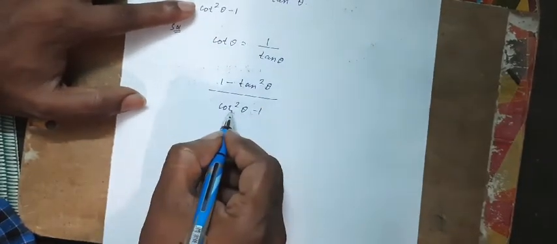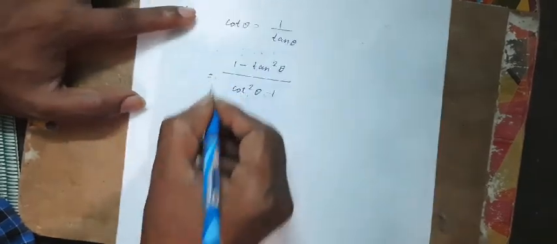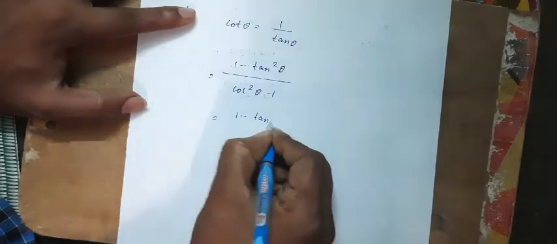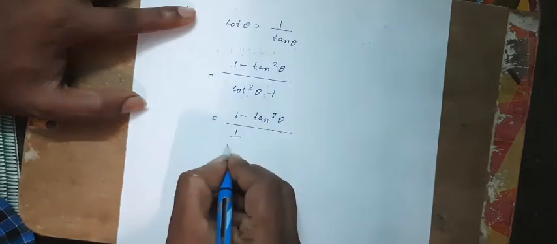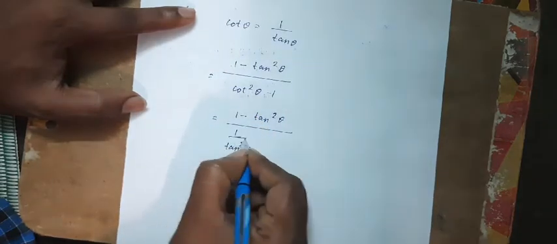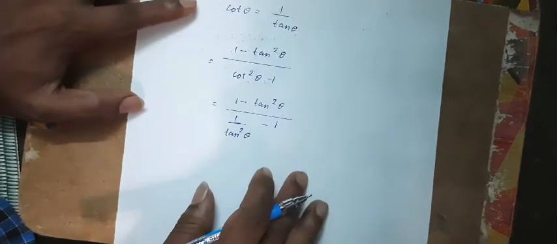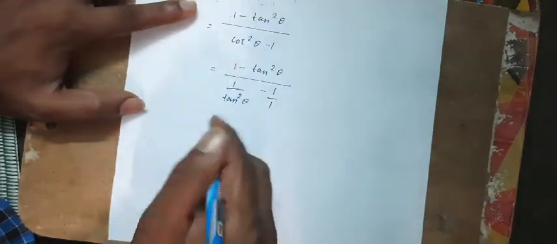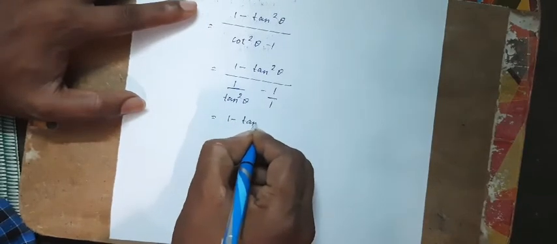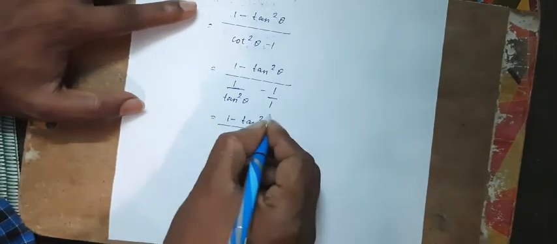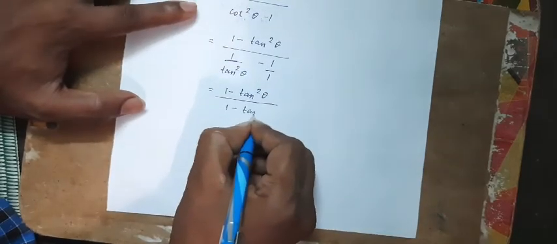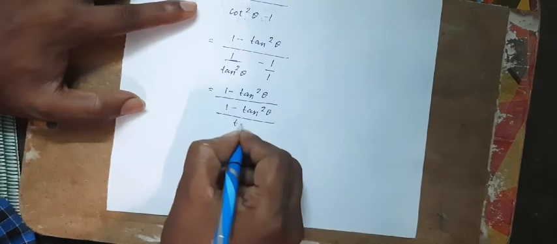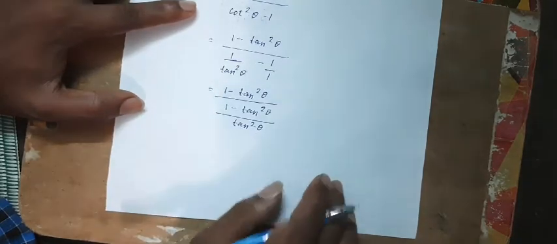Now here cot theta is equal to 1 by tan theta. Substitute here: 1 minus tan square theta by, since cot theta is 1 by tan theta, squaring, I can take 1 by tan square theta minus 1. Here the denominator is tan square theta, and here the denominator is 1, so both the denominators are different. Take cross multiply. So next we get 1 minus tan square theta by 1 minus tan square theta by tan square theta.